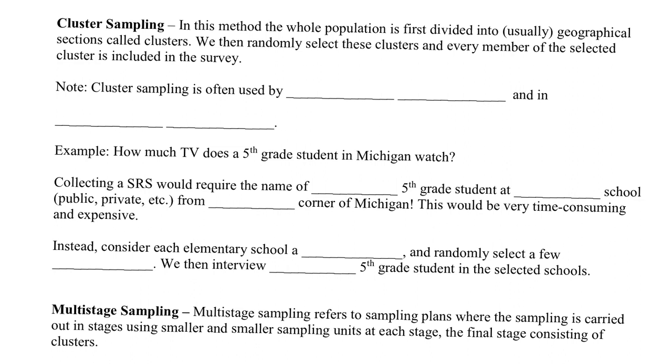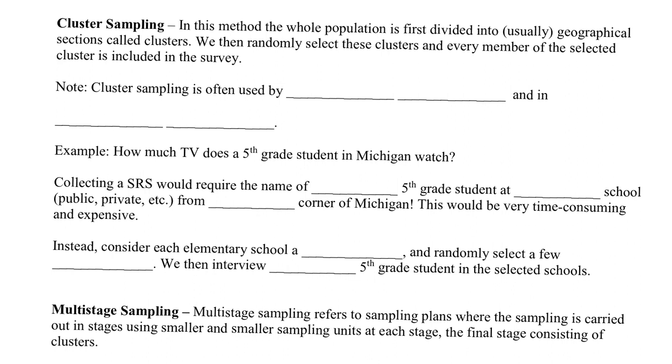Okay, so the next one we look at is a sampling technique called cluster sampling. In this method, the whole population is first divided into groups or sections called clusters.